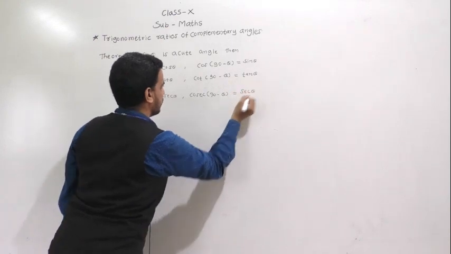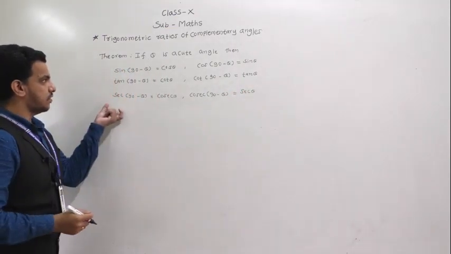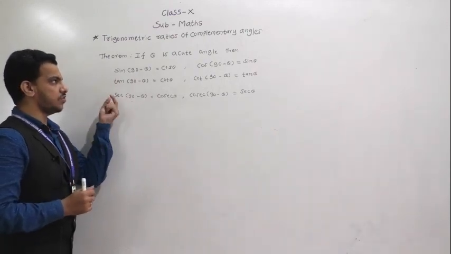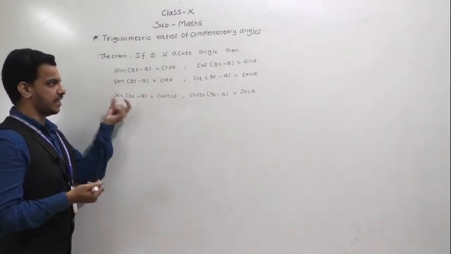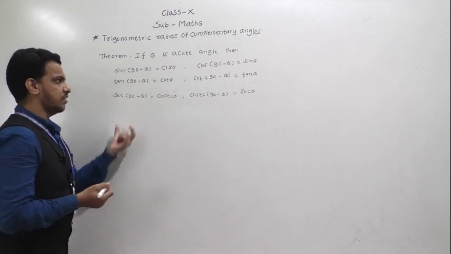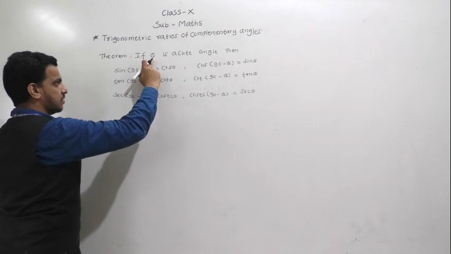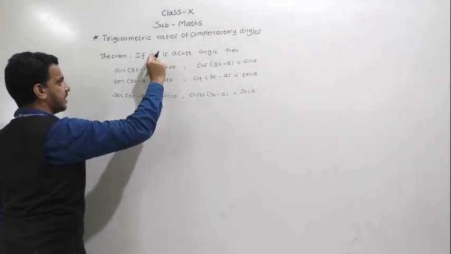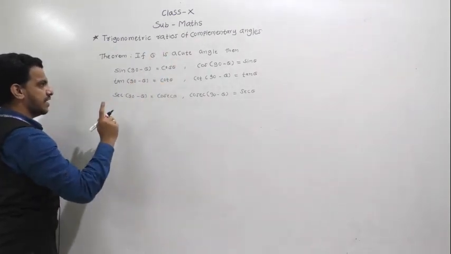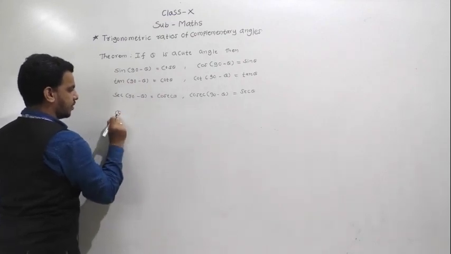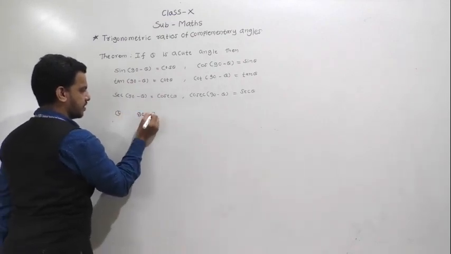Okay, now one thing is there: if theta is an acute angle, then the complementary angle of theta is 90 minus theta, because theta and 90 minus theta sum to 90 degrees. So if theta is an angle, then the complement of this angle is 90 minus theta.